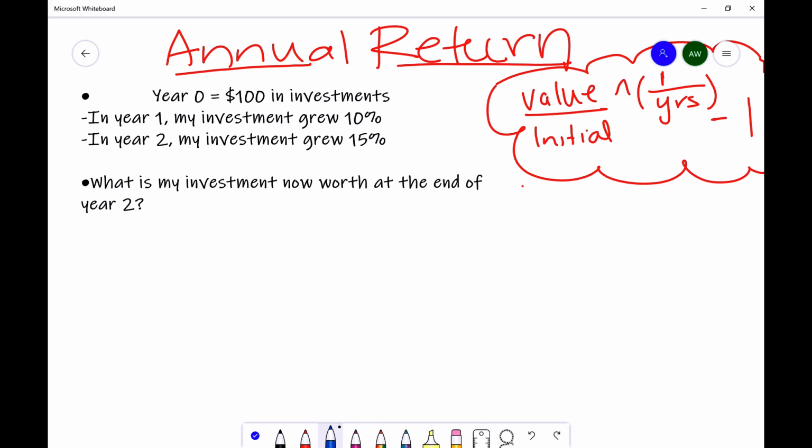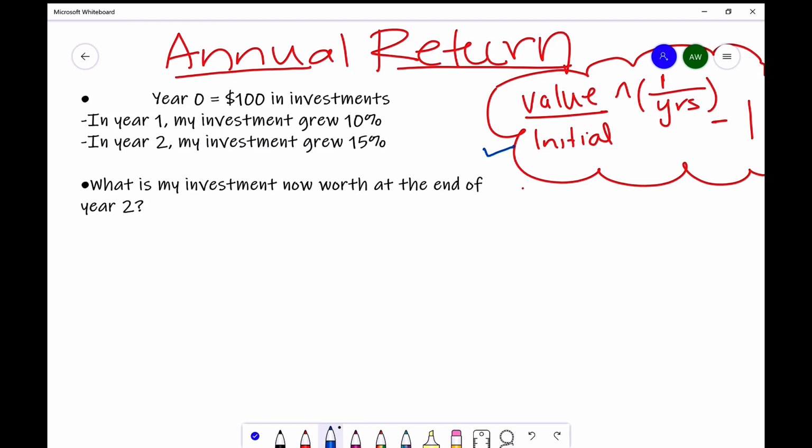So to solve this problem, we have to first look at whether we have all the variables in the formula. Okay, so do we have initial? Check, that's 100. Do we have the years? Check, 2 years. And now, do we need to solve for anything else? Yes, we need to solve for the value. What is the value of the investment today? So how do we do that?